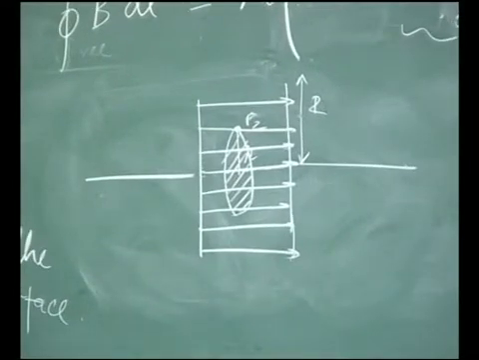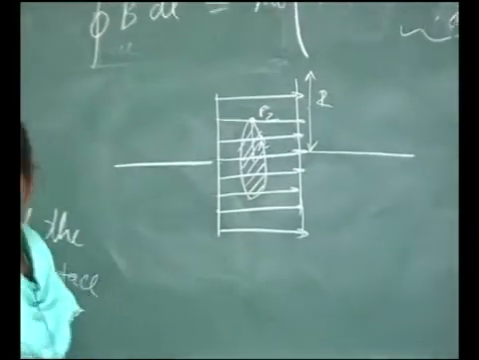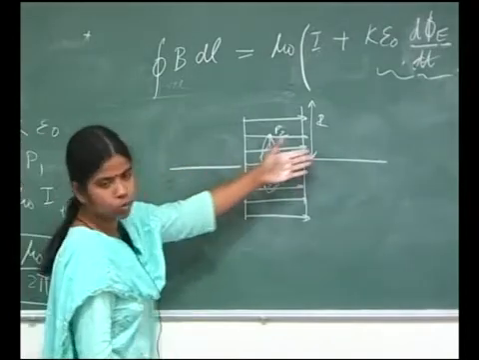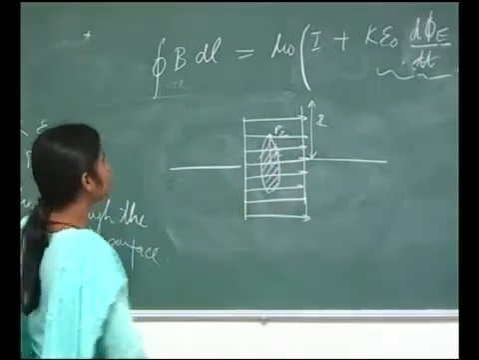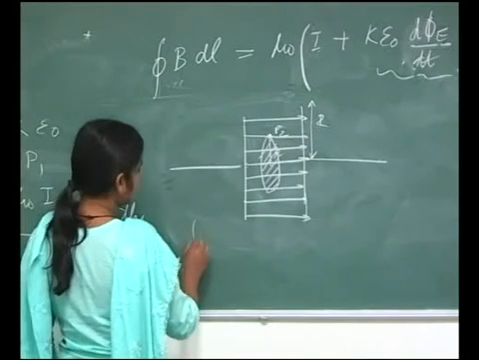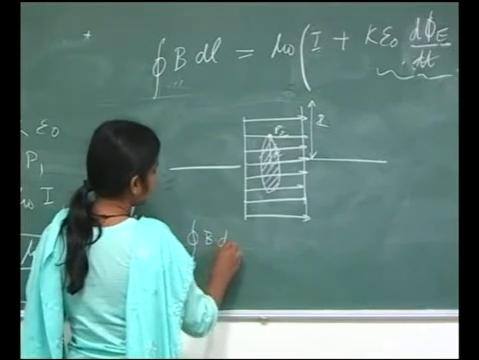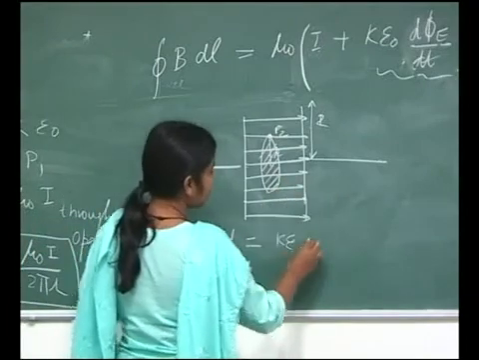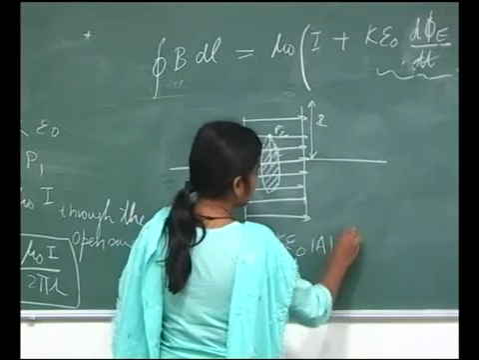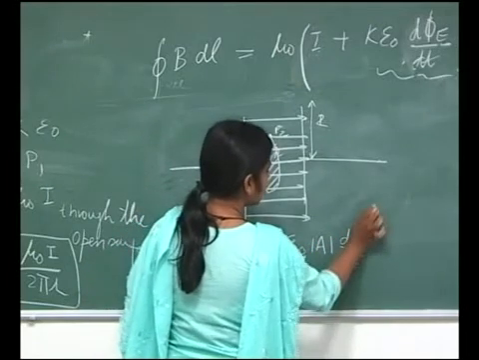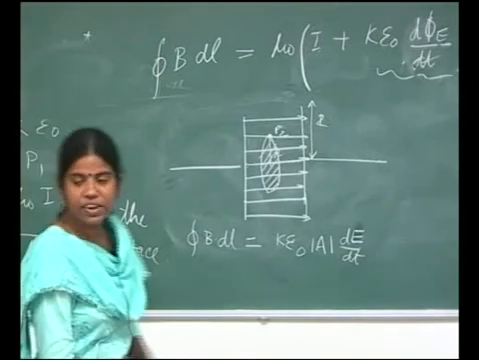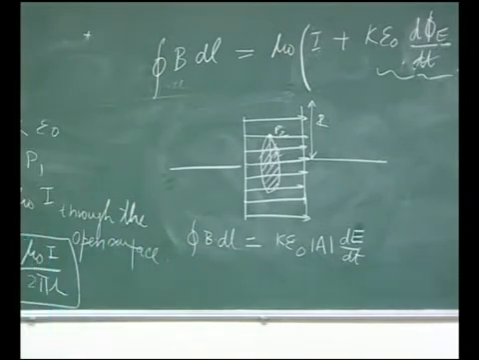So, for this, definitely the first term is 0. Again for this, the first term is 0, there is no current going through this surface. So, the first term is again 0. So, I will have integral B dot dl is equal to k epsilon naught, now again I will have modulus of A dE by dt, right. Again the direction of the area vector and electric field are parallel. So, E dot dA will again be E into A.